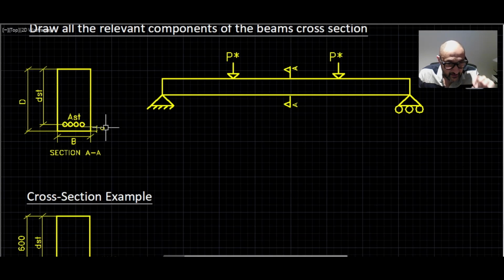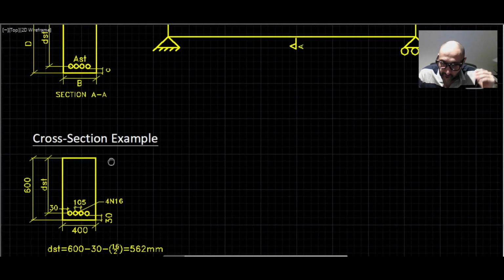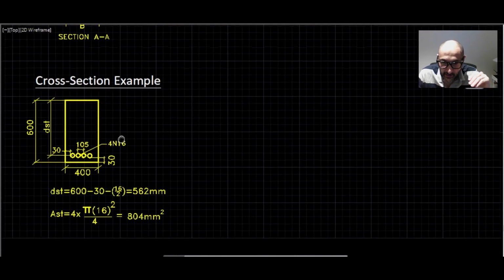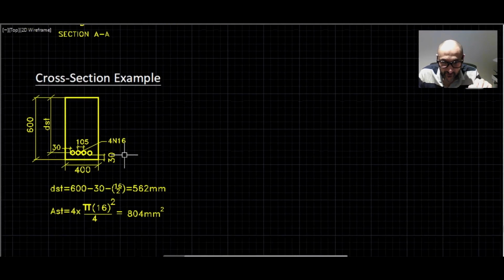And c is for the cover depth, which is from the bottom of the beam, in this case anyway, because the reinforcement is at the bottom, to the underside of the reinforcement. So for example, if we say we have a 400 wide by 600 deep beam with four N16 bars at the bottom and 30 millimeter cover, here we will draw the section something like this.